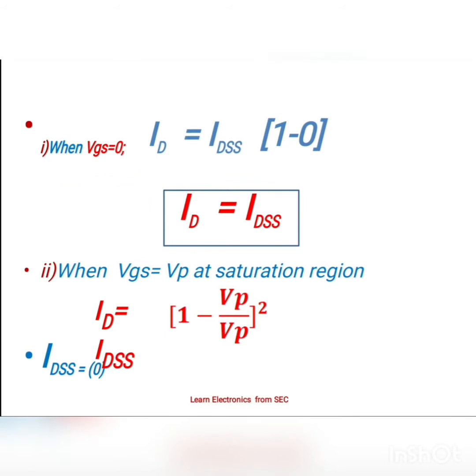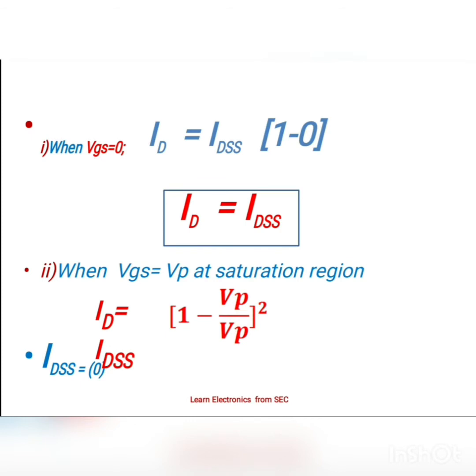We have two cases: VGS equal to 0, and VGS equal to VP. When VGS equal to 0, we have ID equal to IDSS. When VGS equal to VP, at saturation, VP gets cancelled, and then IDSS times 1 minus 1 will be equal to 0.